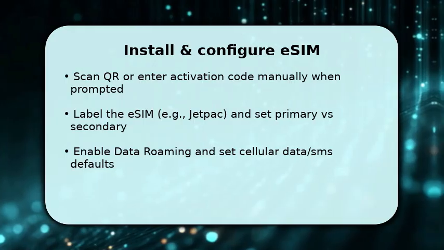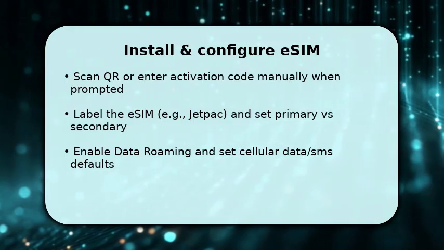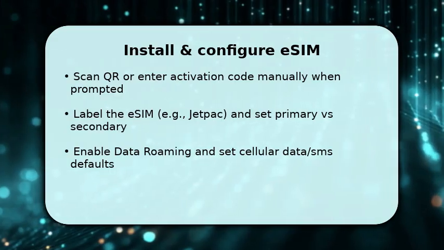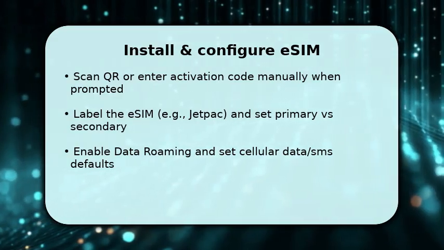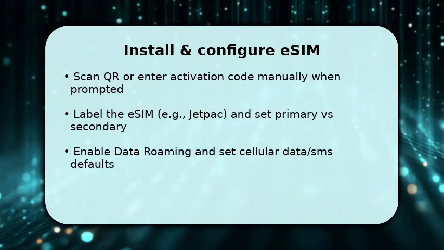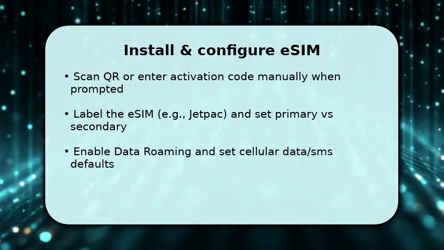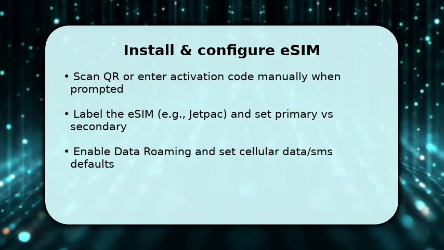The phone downloads the profile automatically. Make sure to label it so you recognize it and decide if it will be your primary or secondary line. Then enable data roaming for the eSIM and set which line handles cellular data, calls, and SMS. These choices ensure apps use the correct connection without disrupting your main number.